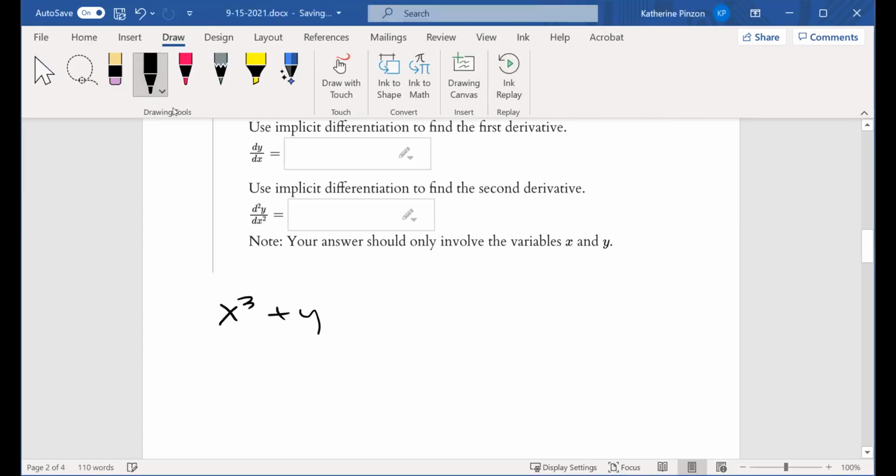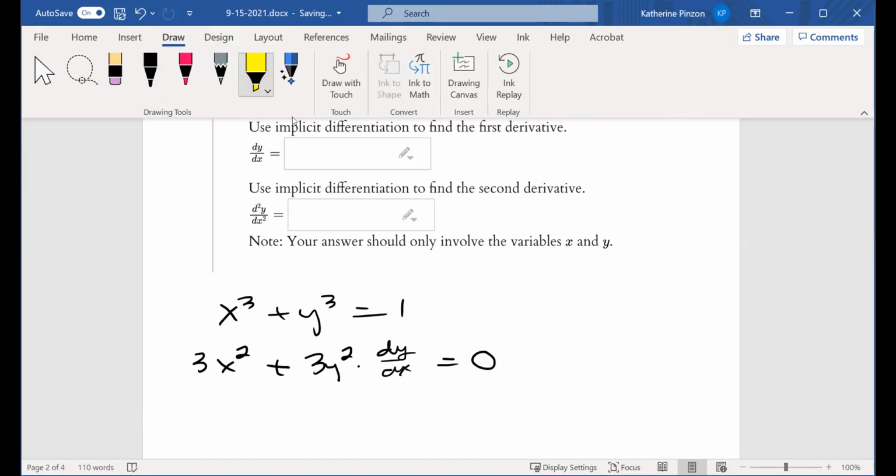x cubed plus y cubed is 1. When I take the derivative implicitly, I say 3x squared plus 3y squared, what do I have to put here? dy dx, yep. Equals 0, because the derivative of 1 is 0. Okay, so to find the first derivative, I'm going to solve for this dy dx. To solve for dy dx, I would subtract 3x squared and divide by 3y squared.